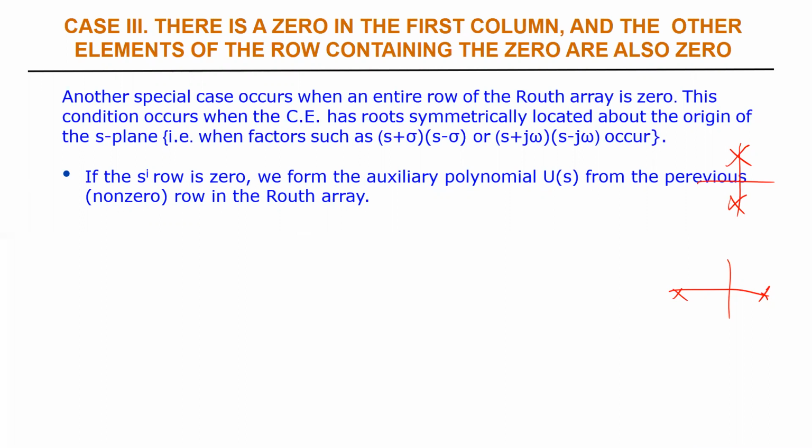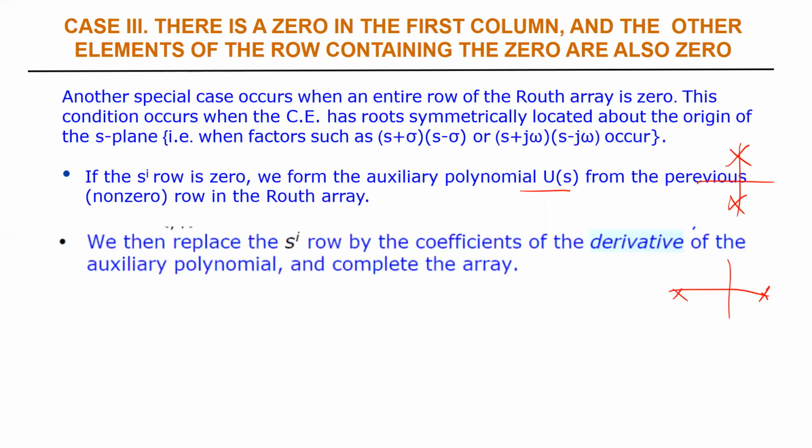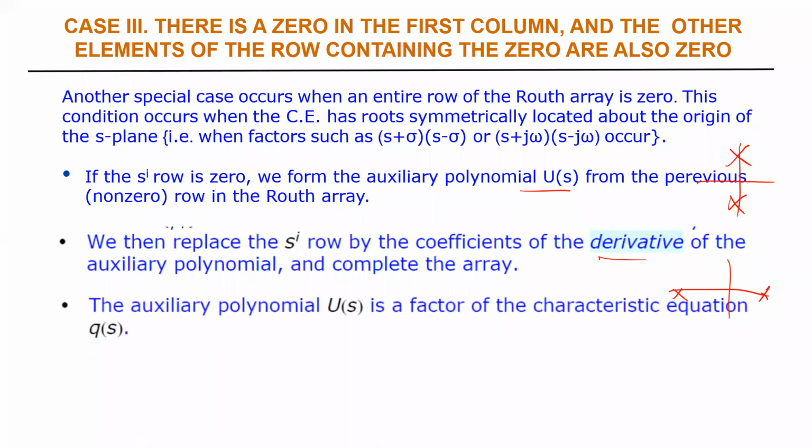If the ith row, sorry, is 0, we form the auxiliary equation, the auxiliary polynomial, from the row above the 0. I will call that my auxiliary equation. I'll differentiate the auxiliary equation and use the coefficients to replace the row of zeros. The auxiliary equation is always an even polynomial. You will have the symmetry, and the auxiliary equation is going to be part of the characteristic equation. This is very important.